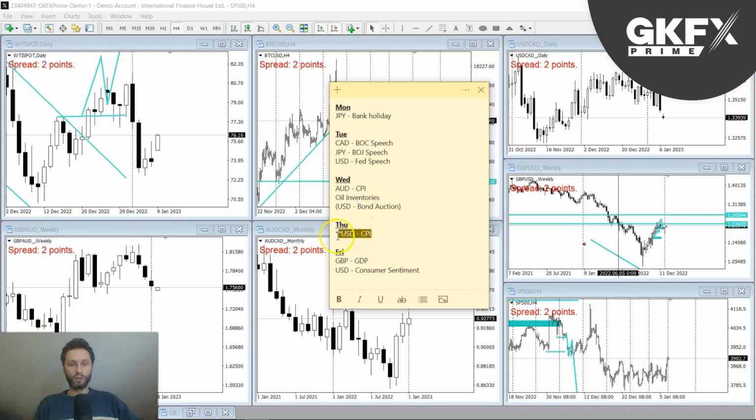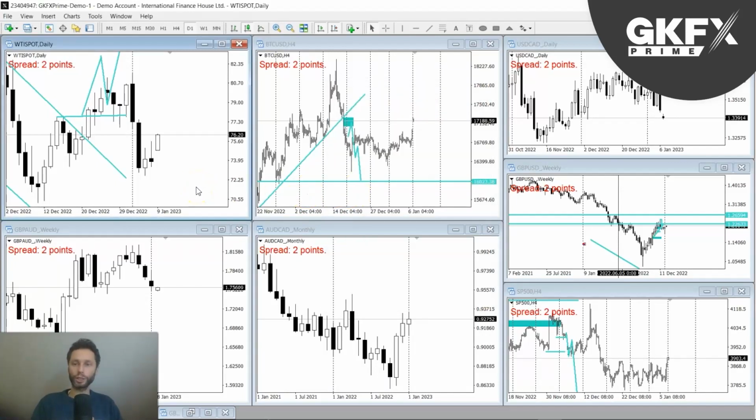On Thursday, we've got the big one for the week, the CPI on the dollar. And lately, of the past few times, the CPI news on the dollar has been volatile. So I'm going to pay attention to that. And then to end the week, Friday, we've got the pound GDP figures, and of lesser importance, the USD consumer sentiment. So the big one is Thursday, and on Tuesday we have a few speeches which could rattle a few things. So let's see what we've got for this week.